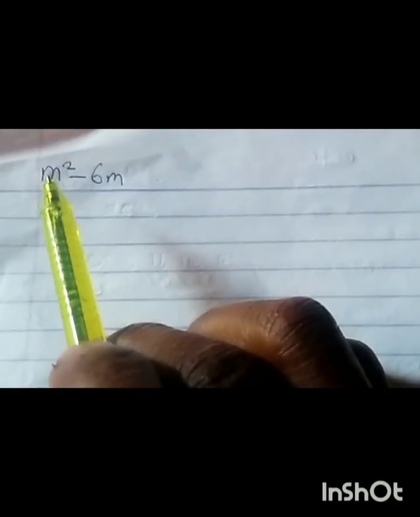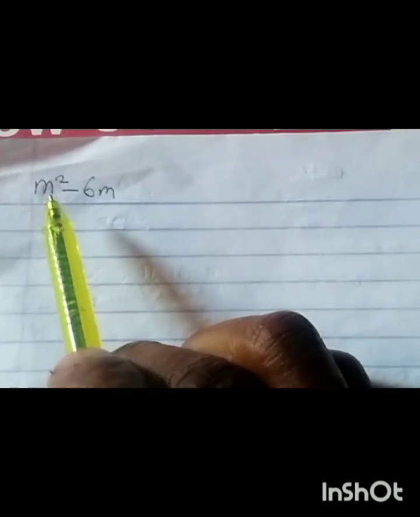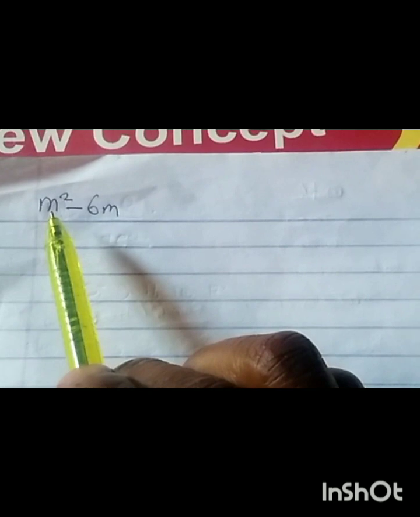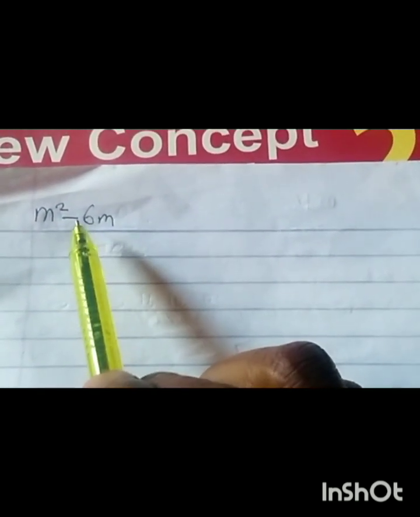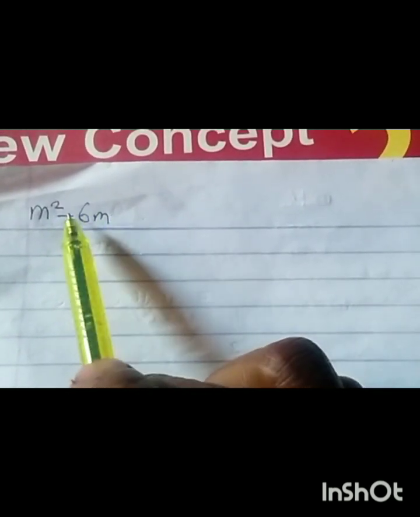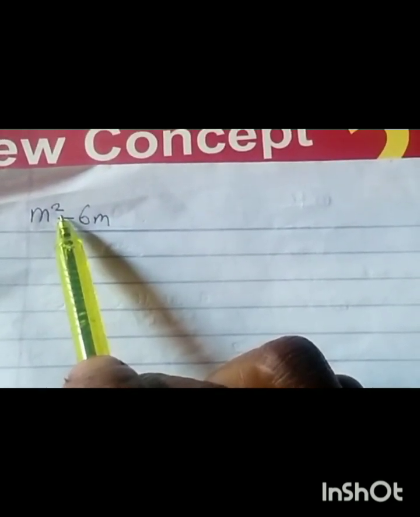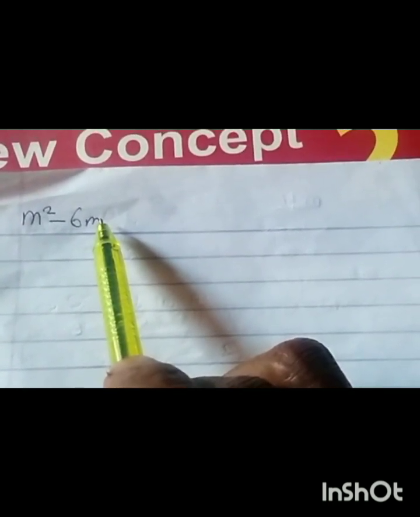Hello, today we want to see how we can make an expression that is not a perfect square become a perfect square. This is a quadratic expression, m squared minus 6m. For us to make it a perfect square, we need to add a term to the expression m squared minus 6m.